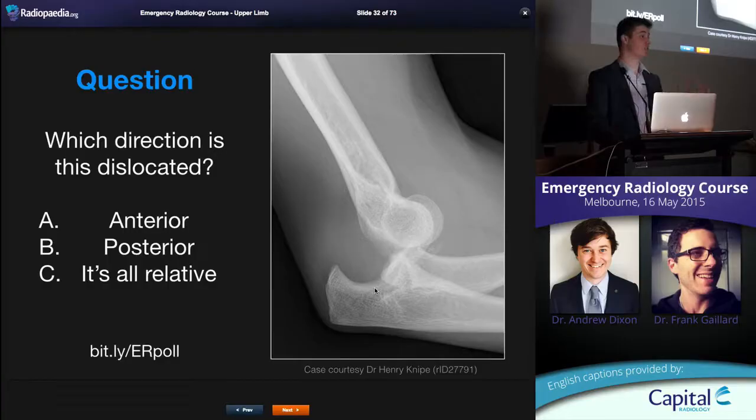It's all relative is probably a fairly good answer as well, because most of the time when you're describing these, you should say that the olecranon is displaced posteriorly relative to the distal humerus, so that people understand what you're saying. I do this quite often. If you were to say that the distal humerus is dislocated anteriorly relative to the ulna, that's a perfectly logical statement, okay? The convention is to say that this is a posterior dislocation.